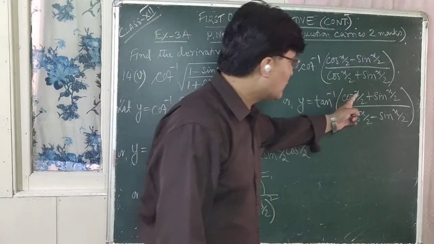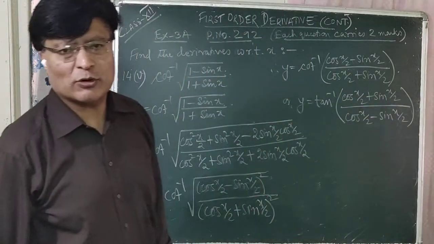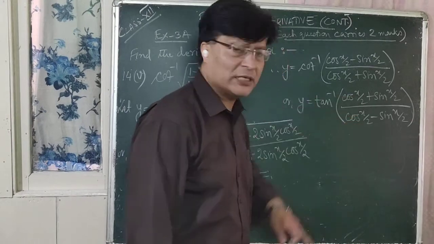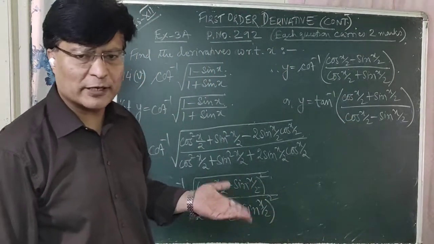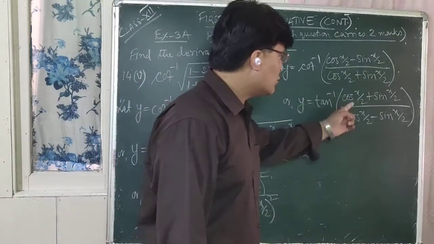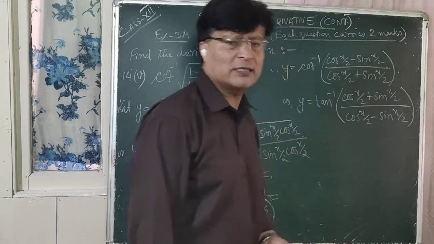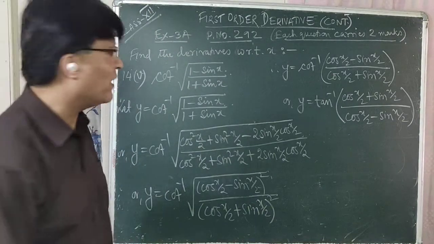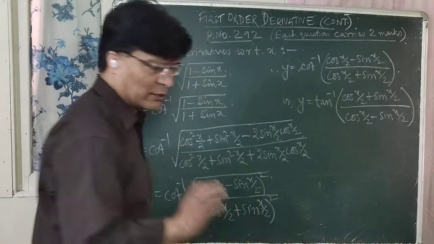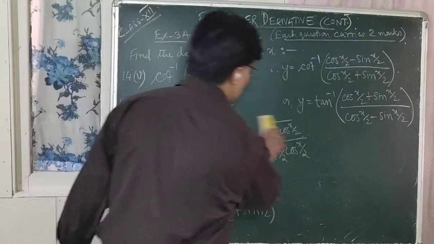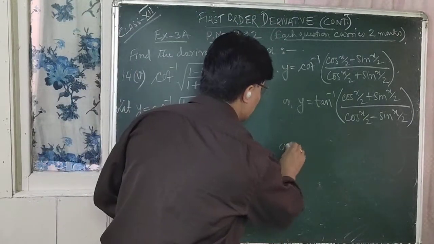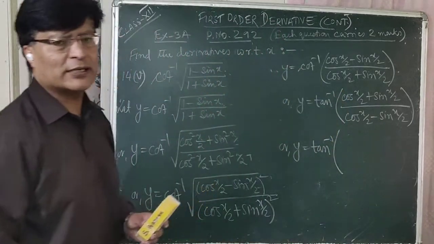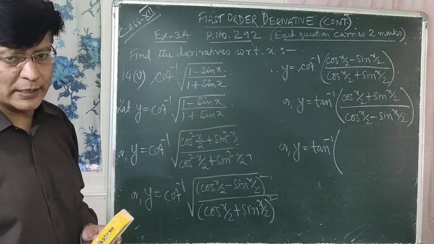Okay. So let us convert this sin x by 2 and cos x by 2 into tan. So here you have to divide both numerator and the denominator by cos x by 2. You know the simplification in trigonometry, right? In order to convert this into tan x by 2, you have to divide both numerator and denominator by cos x by 2 and simplify it. I am directly writing here because you know the simplification, right? So y is equal to tan inverse. You should divide both the numerator and the denominator by cos x by 2 here.